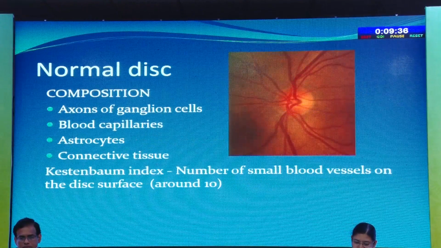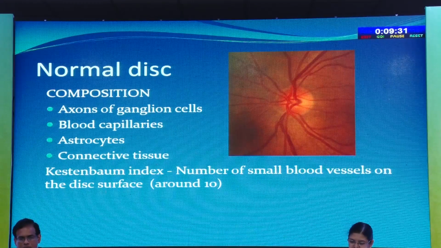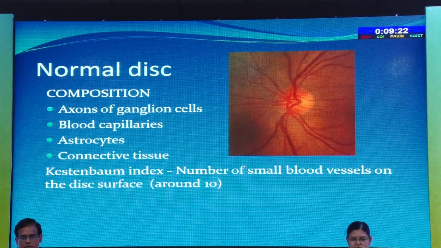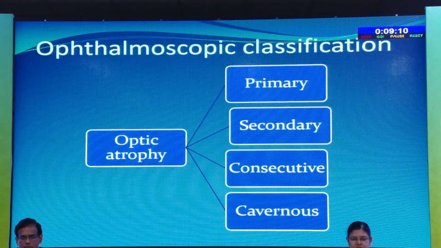Before going into the abnormal disc, we should know about the normal disc. The normal disc is composed of axons of ganglion cells, blood capillaries, astrocytes, and connective tissue. When light passes through these ganglion cells, it is reflected by the blood capillaries, which gives the optic disc a pink color. Normally, 10 to 12 blood vessels are seen on the surface of the disc. Optic atrophy can be classified ophthalmoscopically as primary, secondary, consecutive, and cavernous.